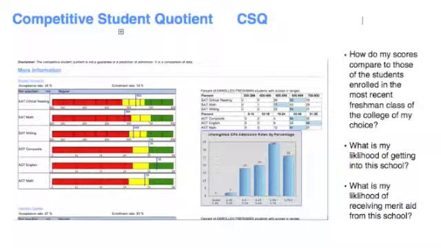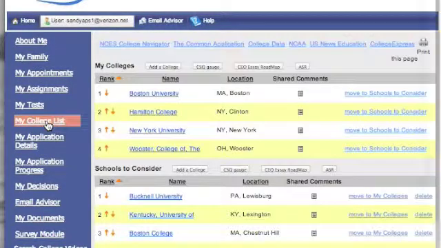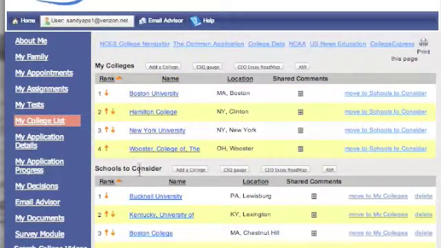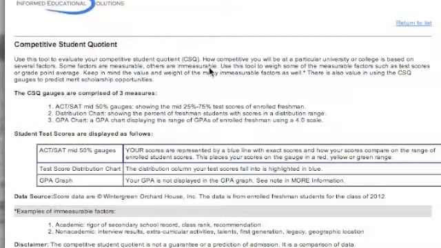It is a group of graphs highlighted by a bar graph that is color-coded in red, yellow, and green. All students who work with an IES counselor are able to access the CSQ of any college they desire by going through their student portal. This is the student portal home screen where you can access the Competitive Student Quotient, or CSQ, anytime you would like. What you will first do is go over to the left tab titled My College Lists, and provided that you have schools in your list of My Colleges or schools to consider, you can click on the little button that says CSQ Gauge, and you can see where you stand with each school on your list.